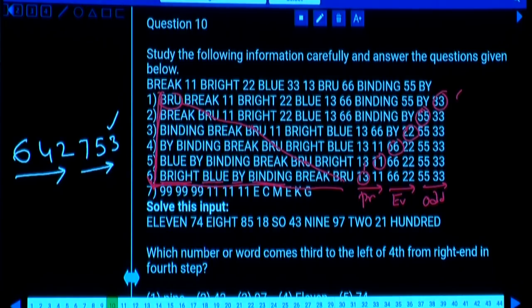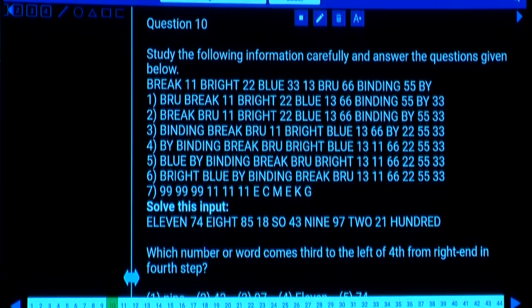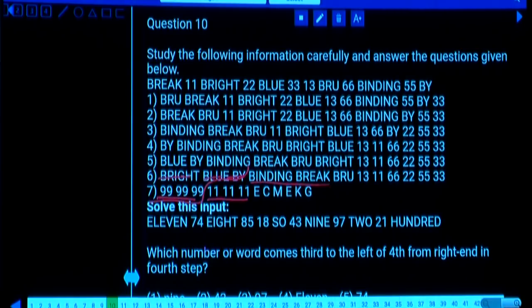Shall I move to step 7? Then tell me, how are you getting this step 7? Now in this step 7, there are only two inputs: 99 for the first 3, 11 for the next 3. What do you mean by this? 99 means for even number letters. For all the even number letters, 99 is fixed, and for all the odd number letters, 11 is fixed. 99, 3 odd number letters. Hence for these 3 odd number letters, 11 is fixed, and for 3 even number letters, 99 is fixed. Done?